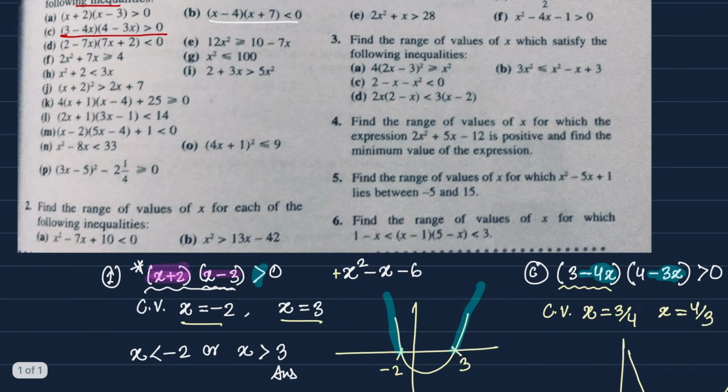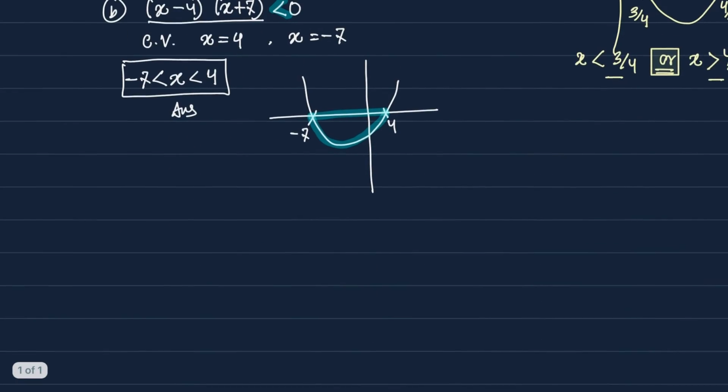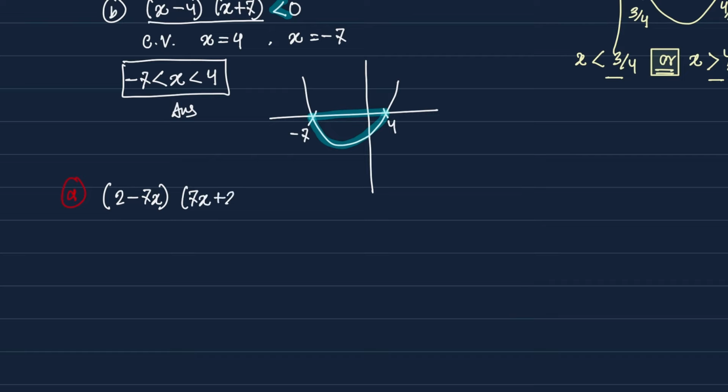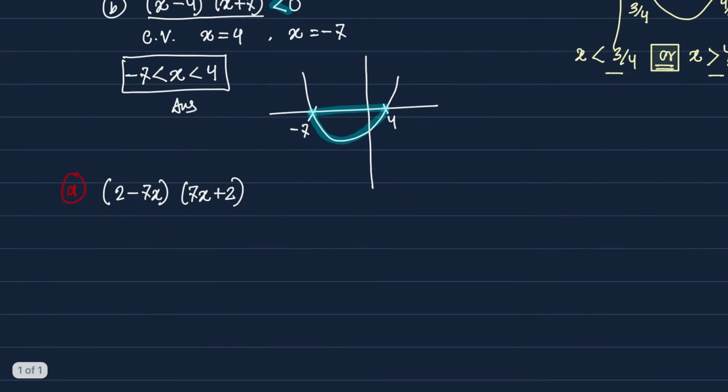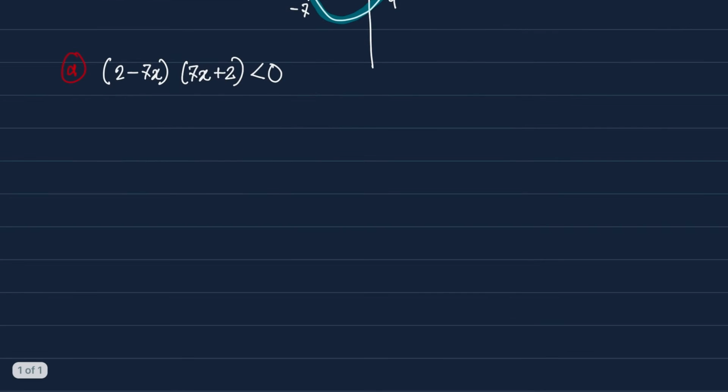Number D, 2 minus 7x, 7x plus 2. That is the question, and they say it's less than 0. Let's write the critical values first. X is 2 by 7. X is equal to minus 2 over 7.